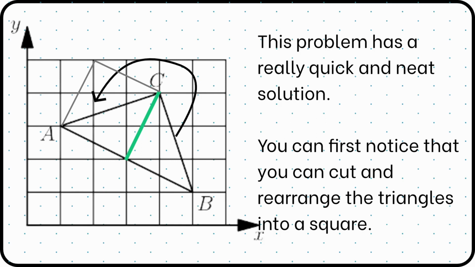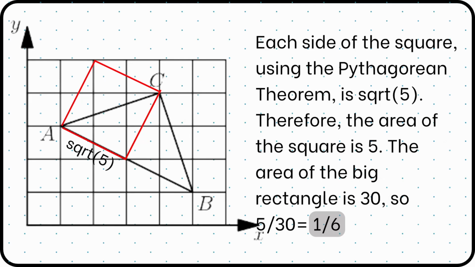You can first notice that you can cut and rearrange the triangles into a square, as I showed in the picture to the left. Each side of the square, using the Pythagorean theorem, is square root 5. Therefore, the area of the square is 5. Also, the area of the big rectangle is 30. So, our answer is 5 out of 30, which is 1/6.